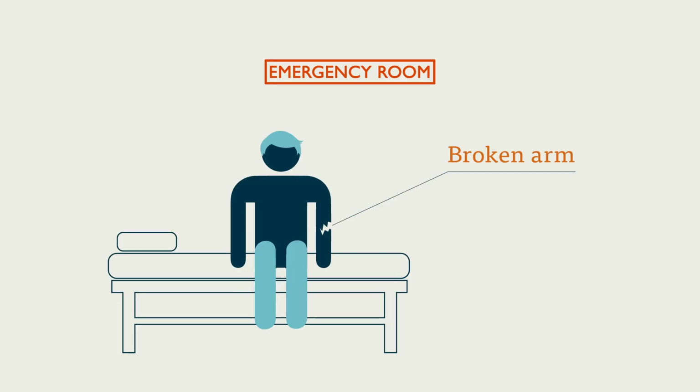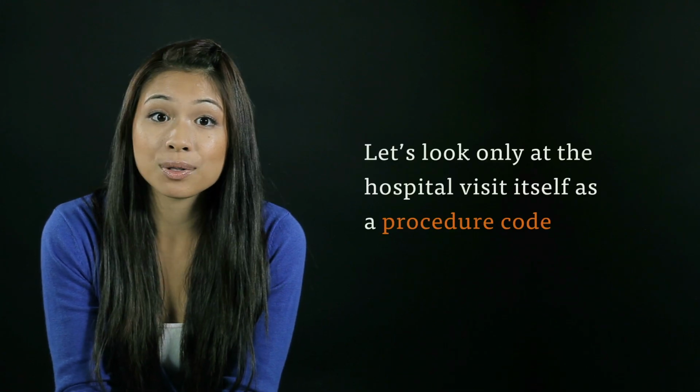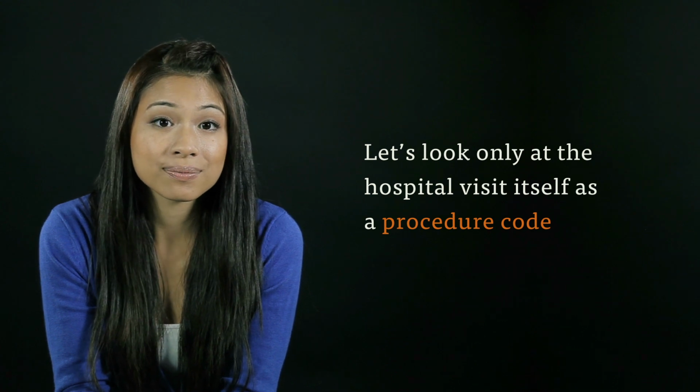A patient breaks his arm and must go to the emergency room. His injury is serious, but is not a risk to the patient's life or major physiological functions. Leaving aside the other procedures that a physician would undoubtedly perform in this situation, let's look only at the hospital visit itself as a procedure code. Since this is an instance of evaluation and management, E&M, we would turn to the first section of the CPT book. We'd find the Emergency Department Services subsection and look at the codes listed there.